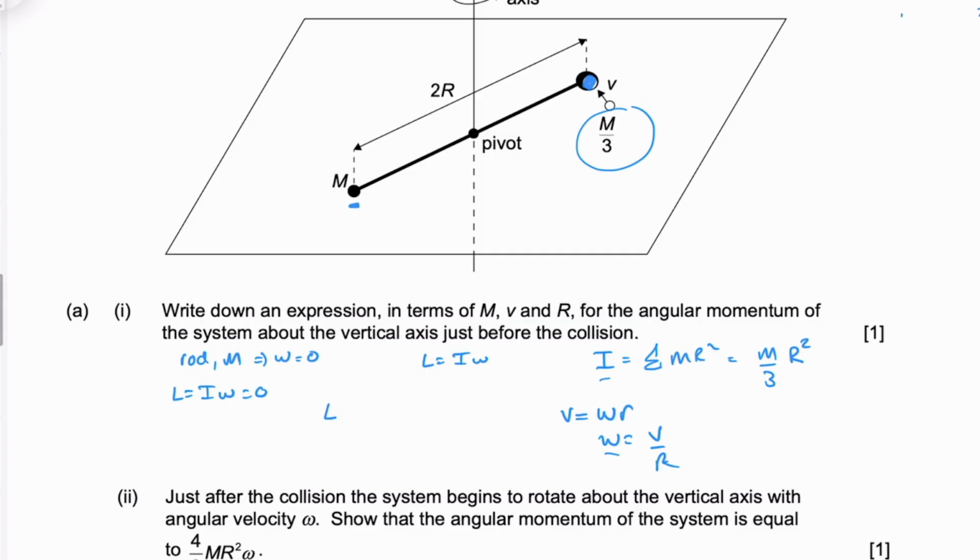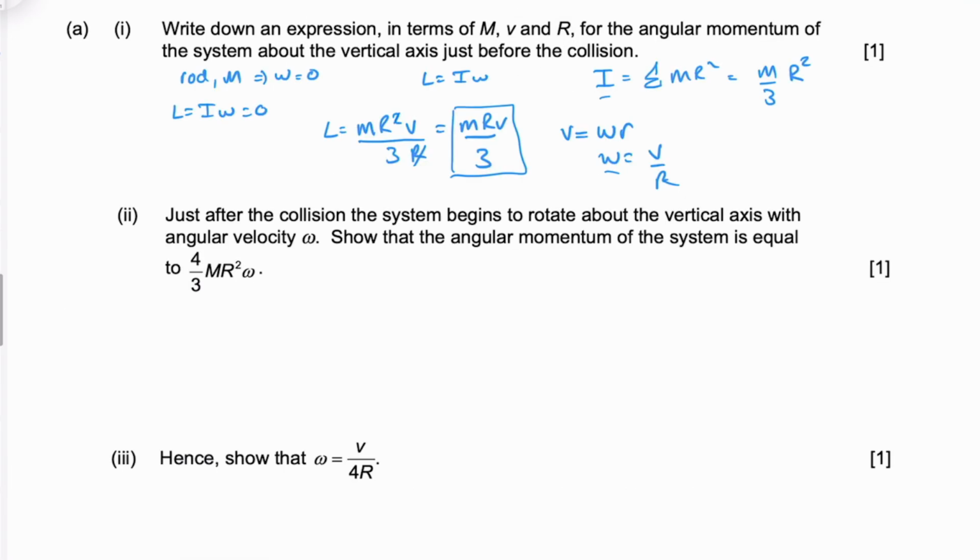Let's put them into the expression for angular momentum. L equals mr²/3 times omega, and omega equals v/r. So L equals mrv/3. That's our answer.